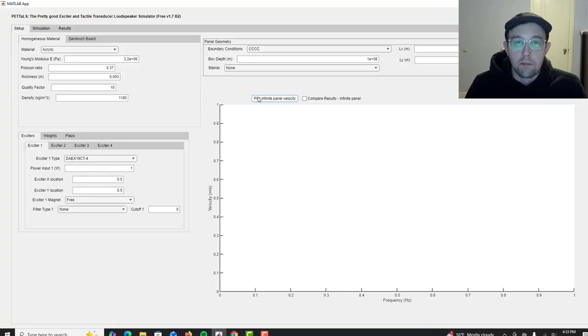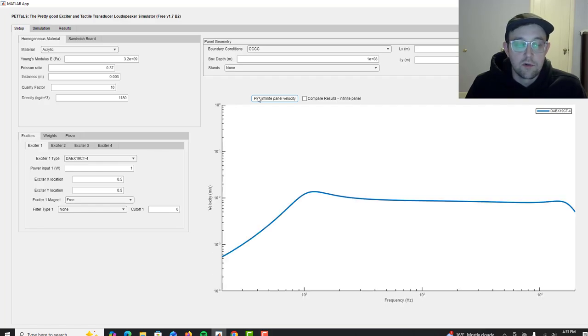So I can plot the infinite panel velocity, which was also shown in the previous video, just to give me an idea roughly of what the bandwidth of this speaker is. Looks like about 100 hertz to 15 kilohertz, not terrible.